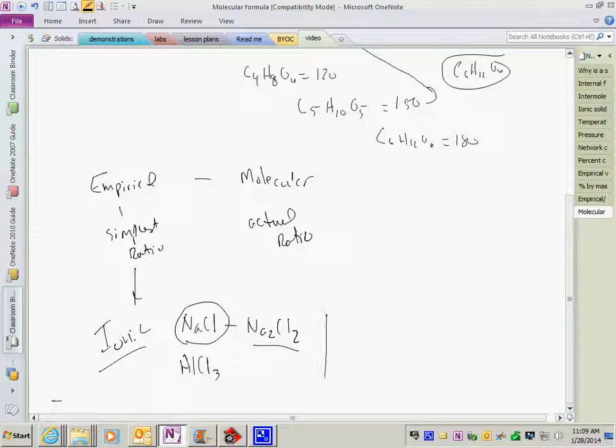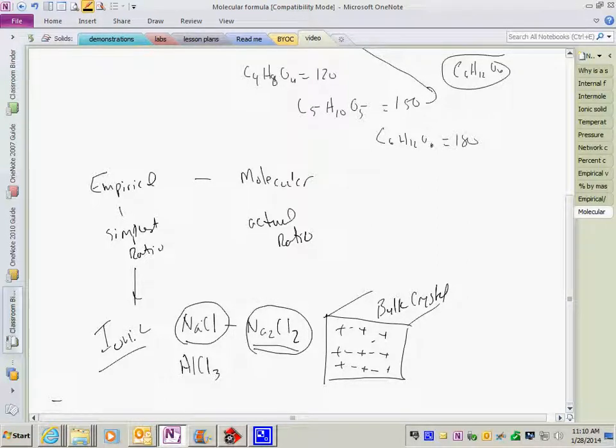And why? Look at the crystal structure. We don't have molecules. We have what's called a bulk crystal. A bunch of cations, a bunch of anions, no individual packages, and there's a ratio of cations and anions. Saying Na2Cl2 would allude to a possible package of 4 that is unique. That is not the case. All ionic compounds are empirical by nature.